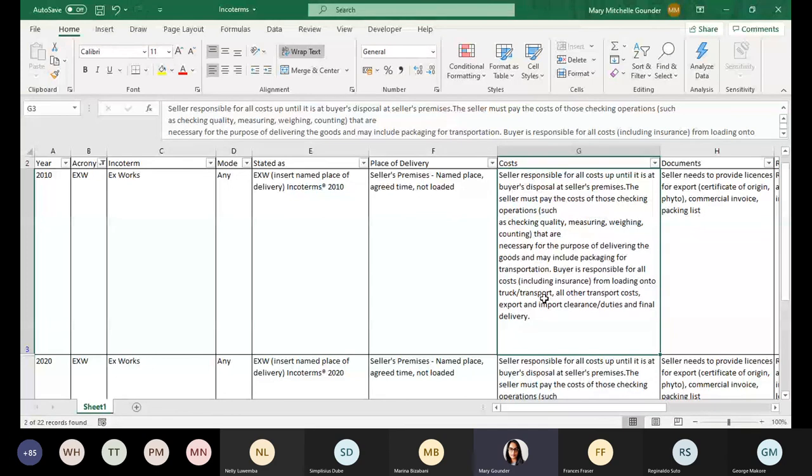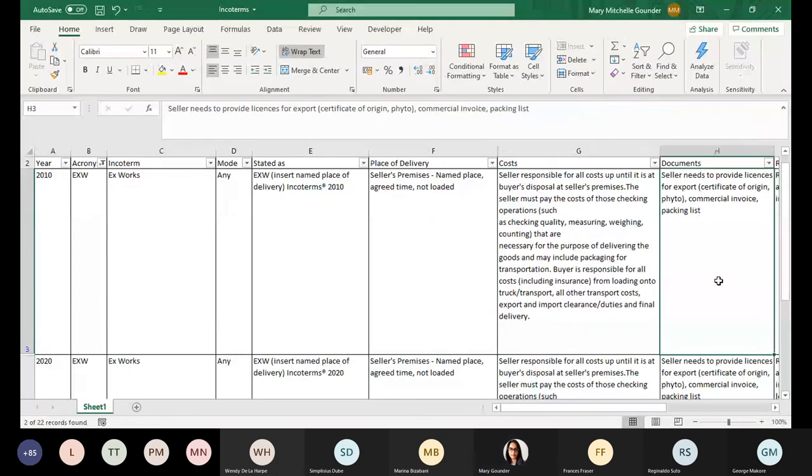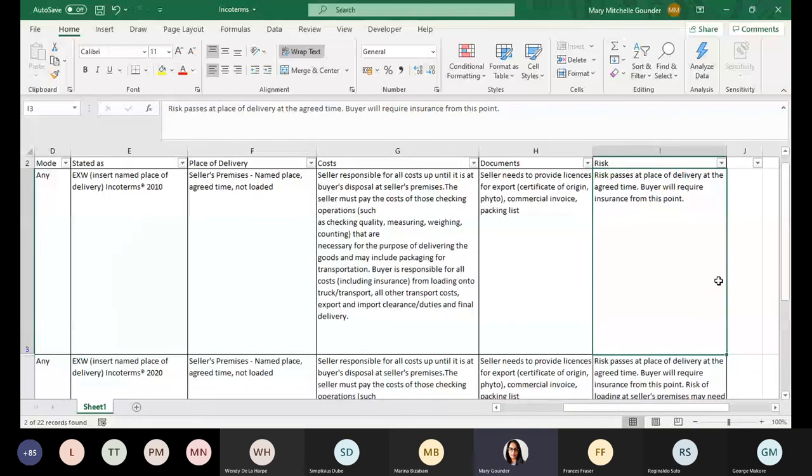So you will have a section up in your warehouse where you will have the goods ready. So you will have checked it, you will make sure that the quality, you're measuring, weighing, whatever it is, it's packaged properly, and just ready for transportation, really. My responsibility is for all the costs, including insurance, from the moment it's loaded on the truck for transport, and any other costs right up until it comes to me in my warehouse in South Africa. So literally, you as a seller, you just need to get your goods ready and package properly. Okay, but you also need to make sure that you are providing all the same documents that I would need. So it would be your certificate of origin, your phytos, your commercial invoice, your packing list, and transport document. And risk passes at the delivery at the agreed time. And I will have to have insurance from this point.